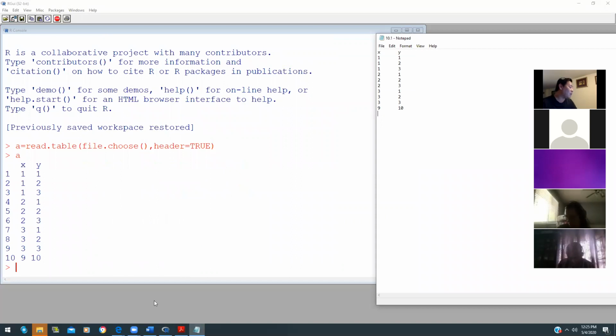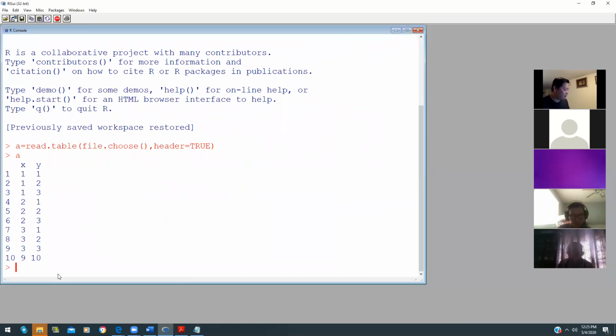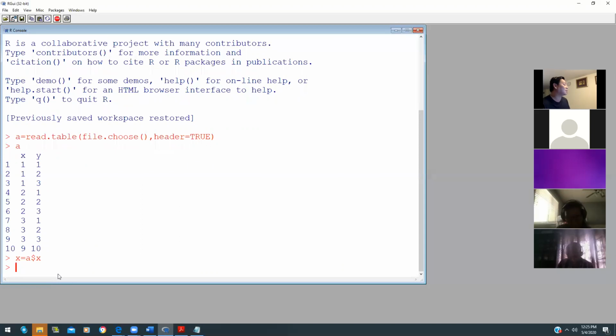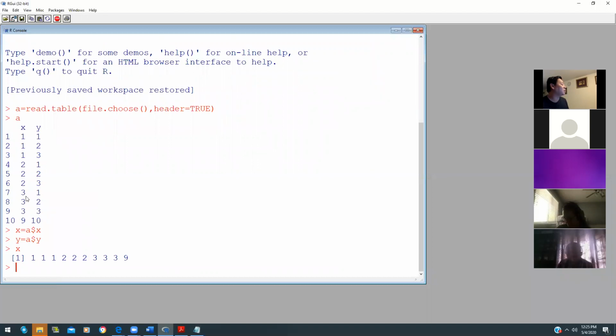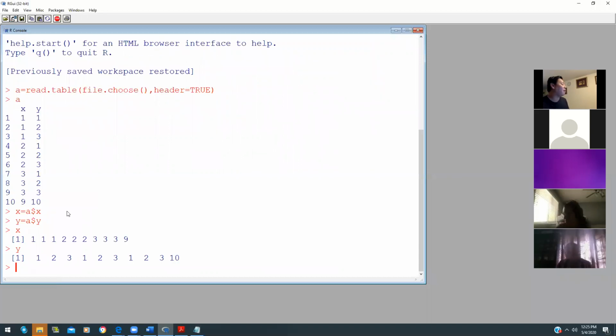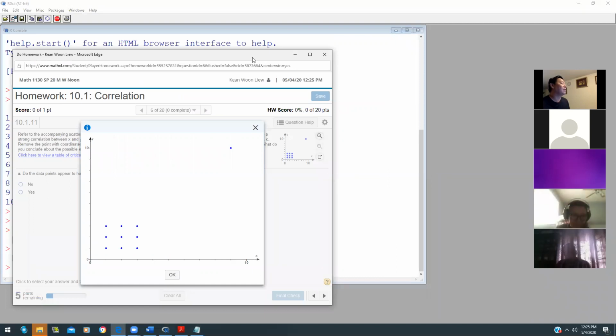So this will match with the coordinates we have here. So what is this question? First, assign a variable. X in this case is equal to A minus sign X, because that's your X variable. And then Y equals A minus sign Y. So this is how you figure it out. X will have all these numbers, 1, 1, 2, 2, 3, 9. And Y will have all these numbers, 1, 2, 3, 1, 2, 3, 1, 2, 3, 10. That's why I do this first before I read the question. So now we can read the question.